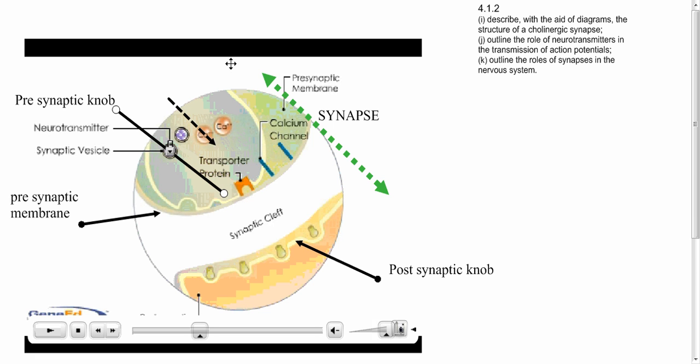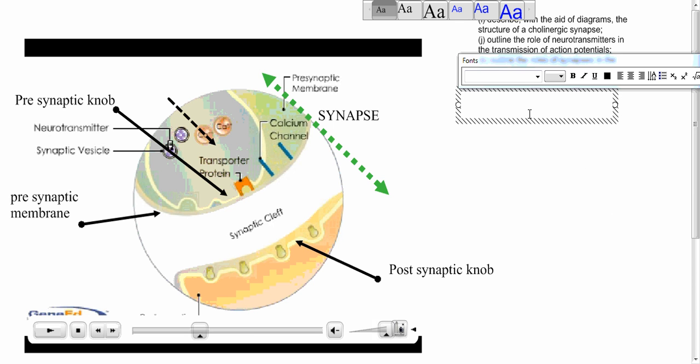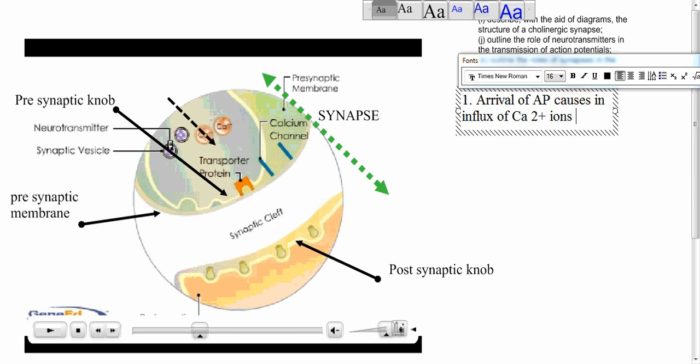Presynaptic knob. Okay. So I'm just going to list over here the stages of what's going on. So step number 1, arrival of the action potential causes an influx, is a good word to use, examiners like that one, of calcium, and these are 2+ positive ions, calcium ions into the presynaptic membrane, and into the presynaptic knob, in fact. Let's write it like that instead.